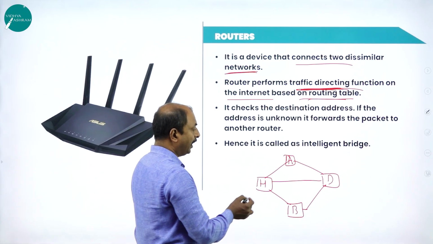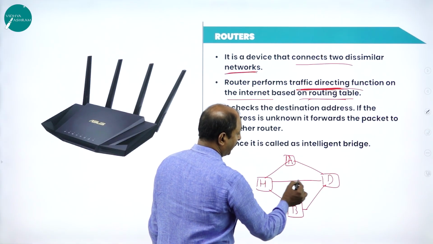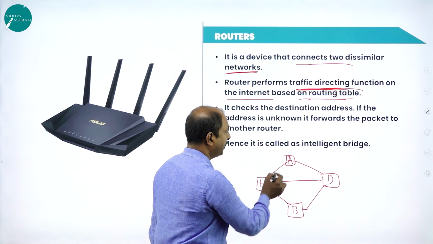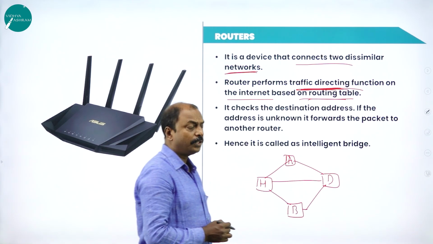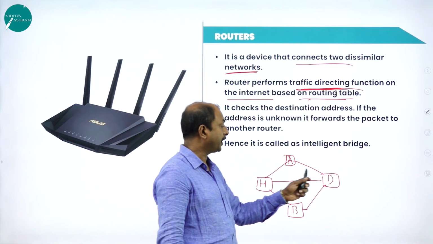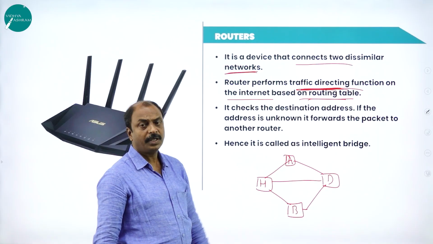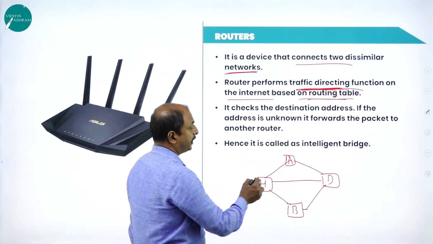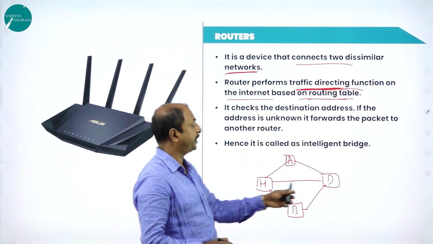In this example, either the signal or data packets move from H to D directly, or they can take an alternative path. One is H, A, D, or another is H, B, D. So in this example, there are three paths by which the packets or data can reach the destination. So what is the meaning of the traffic directing function of a router? Out of these three, the router is going to select the best path, or we can say the shortest path between the host and destination.